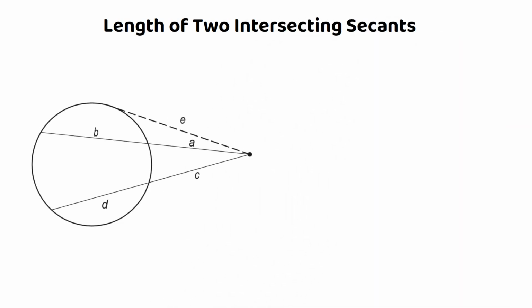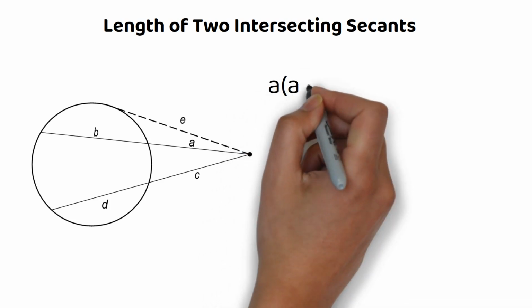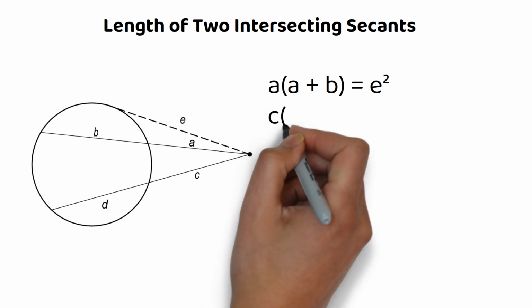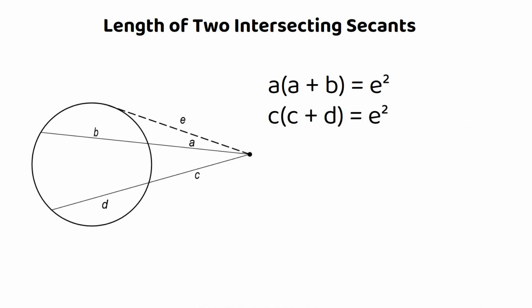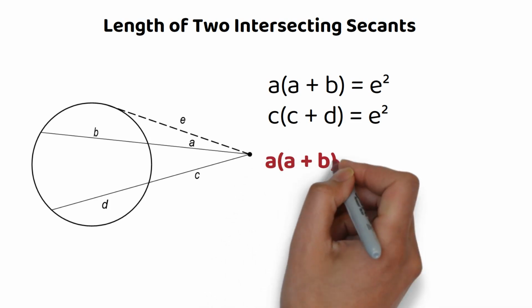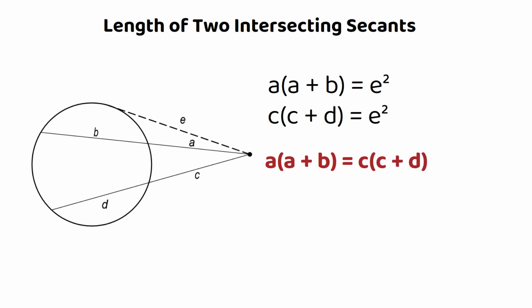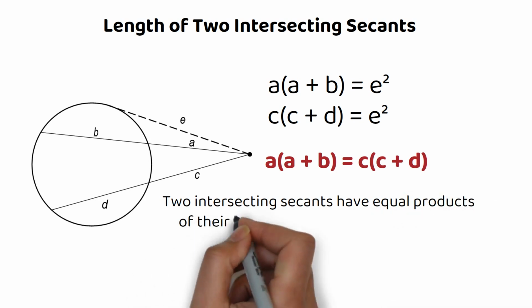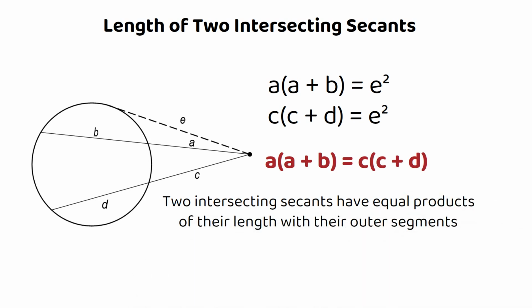We can find a relationship between the secant length segments from this by first drawing a tangent line from the point. Now, each of these two secants together with the tangent satisfies the equations a times a plus b equals e squared, and c times c plus d equals e squared. It thus follows that a times a plus b equals c times c plus d. Thus we can say that two intersecting secants have equal products of their lengths with their outer segments.